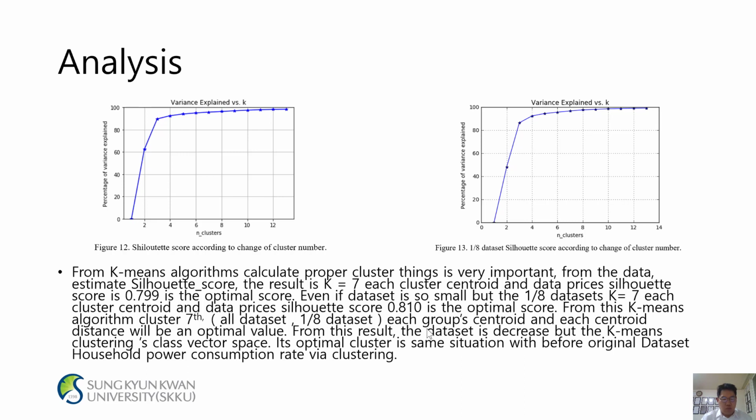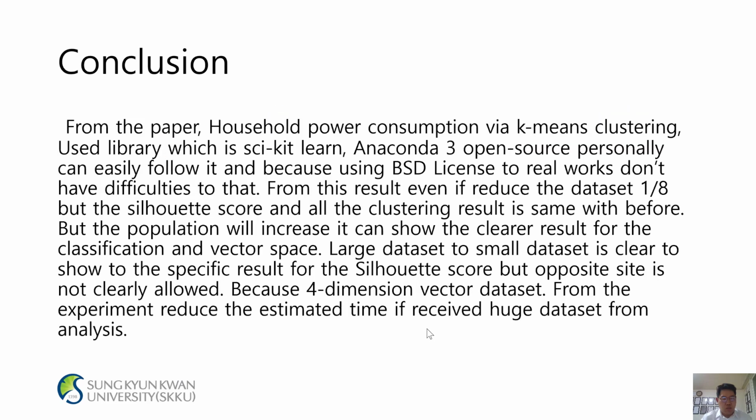From this K-means algorithm with 7 clusters, for the A per 1 dataset, each group's centroid and each cluster distance will be an optimal value. From this result, the dataset decreases, but the K-means clustering keeps the vector spaces. Each optimal cluster is the same situation as before with the original dataset of household power consumption via clustering.